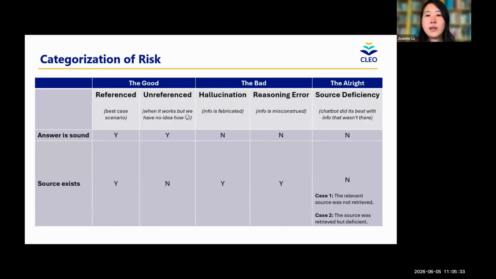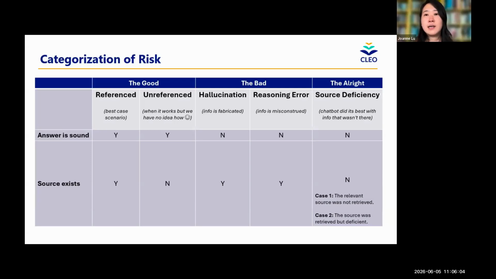There are cases where we get unreferenced answers. So this means that the chatbot is working, but we have no idea how. It's not giving answers that match the knowledge that should be powering the answer, but somehow it's getting to the right answer. So in these cases, the answer is sound. We're not sure how it got there, but there's no user harm because at the end of the day, the user is still getting accurate and reliable information. We just don't know the mechanisms that power it. So for the user's sake, we still consider this a good outcome.